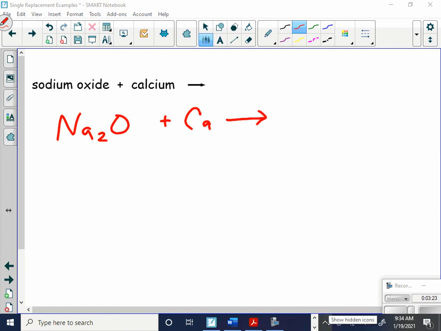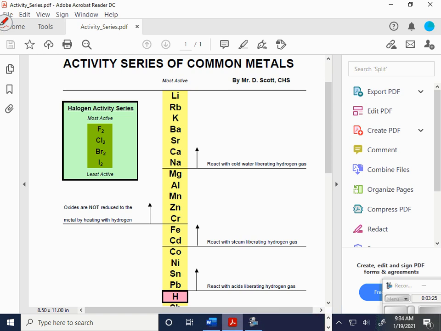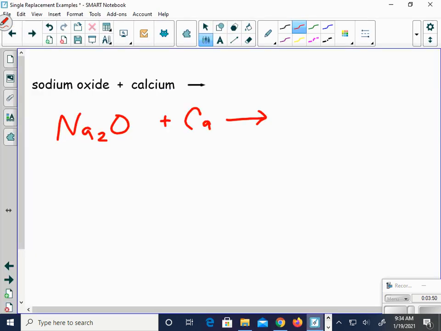I need to check my activity series, because it says at the top of my single replacement on my outline, must use activity series and ionic reactants must be aqueous or molten. So what I am going to do is I need to check to see if my calcium is higher than my sodium. I'm just writing down there, this is a single replacement number 1. My calcium's got to be higher than sodium.